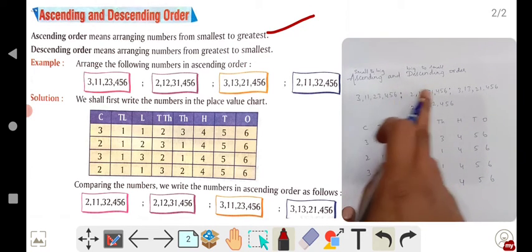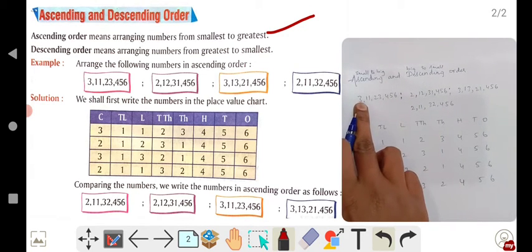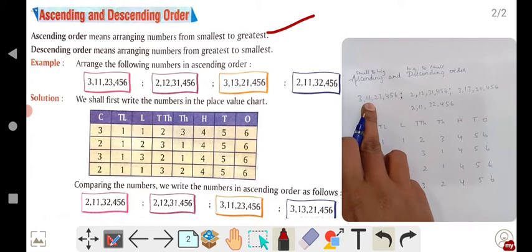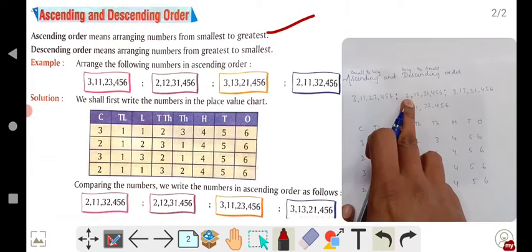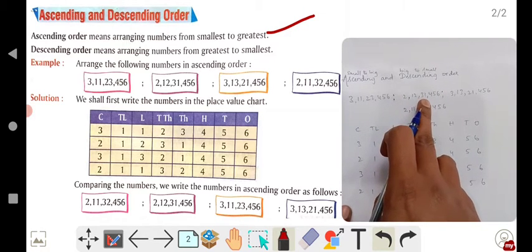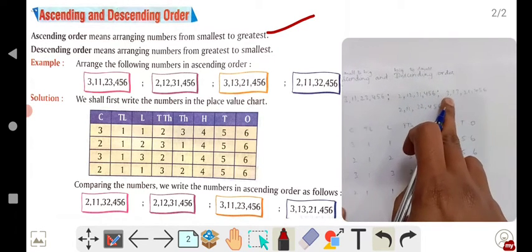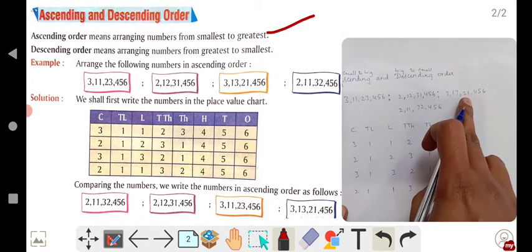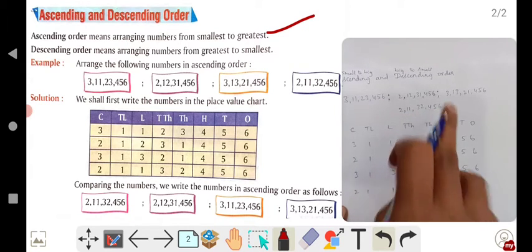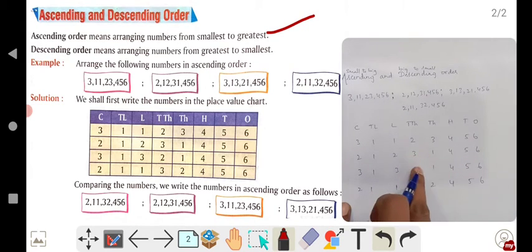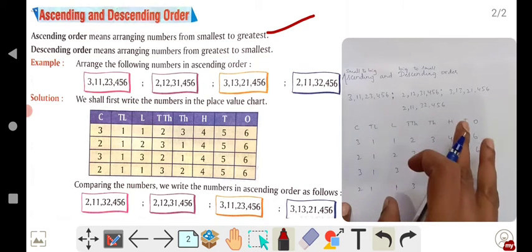Okay, so here is an example. You can see four numbers here, that is 3 crore 11 lakh 23,456, then 2 crore 12 lakh 31,456, 3 crore 13 lakh 21,456, 2 crore 11 lakh 32,456. So now how to write these numbers in ascending and descending order.